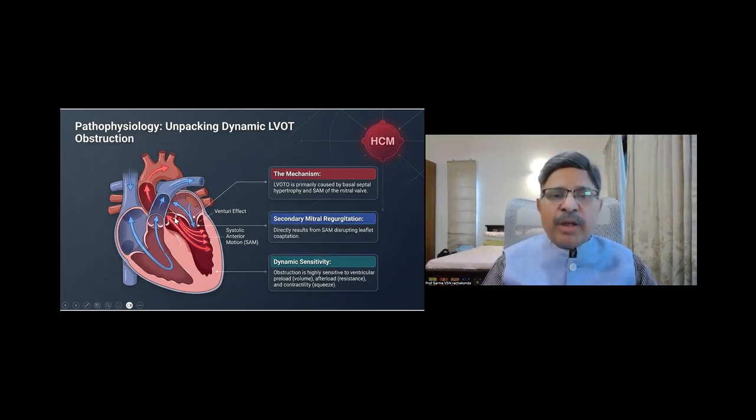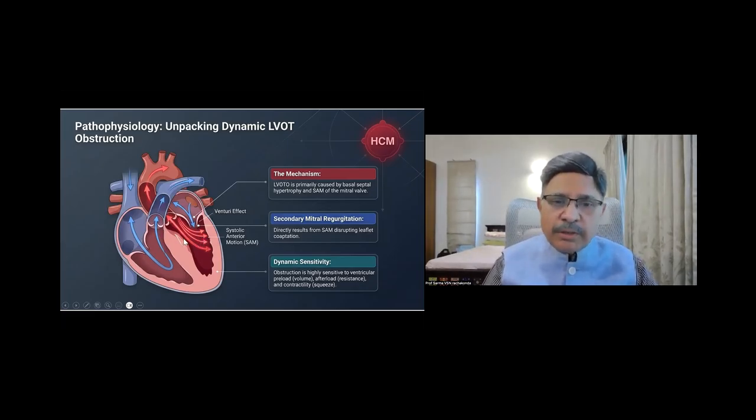Yeah, okay. And also there is what is called the SAM. What is SAM? Systolic anterior movement. So whenever the ventricle contracts, the anterior leaflet of the mitral valve moves anteriorly. So much so, the aortic outlet is anterior. So what will happen? When the valve moves this side, it narrows the outflow. So that is what is called the Venturi effect.